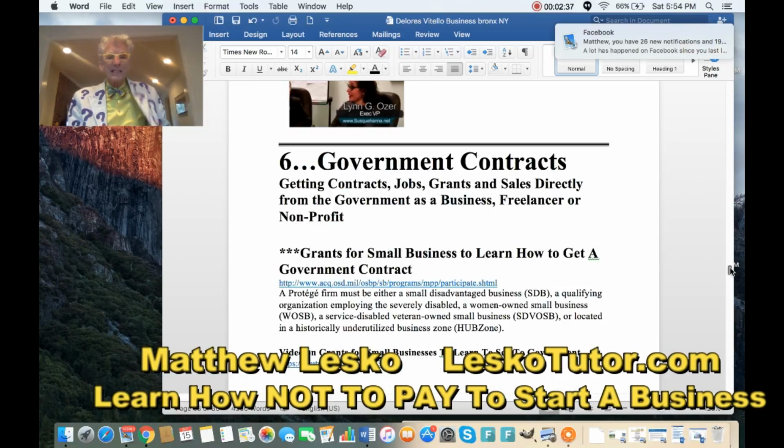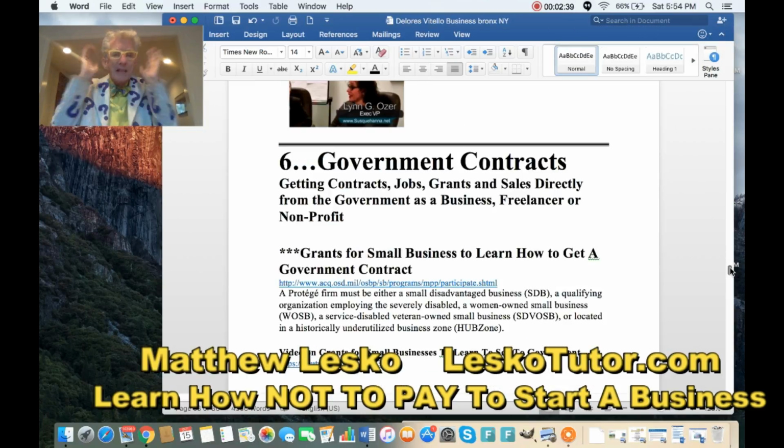Okay, government contracts. Now this is something people don't realize. Man, the government gives out more in contracts than they do in grants or loans or anything else to businesses. And this is why 90%, 99% probably of all the big companies in the country get contracts. And not only contracts, you could get freelance jobs from the government this way. You could get grants from the government this way. You could sell things to the government. That's what a contract is.